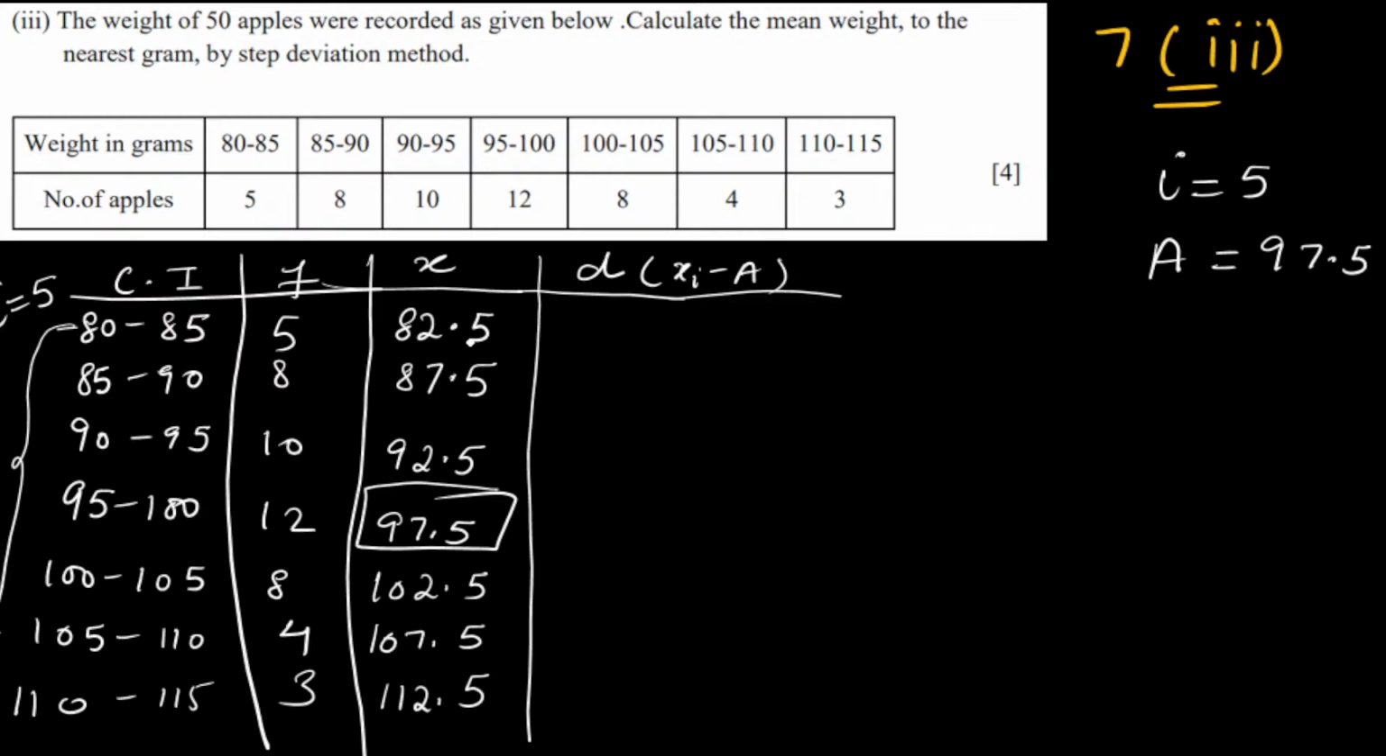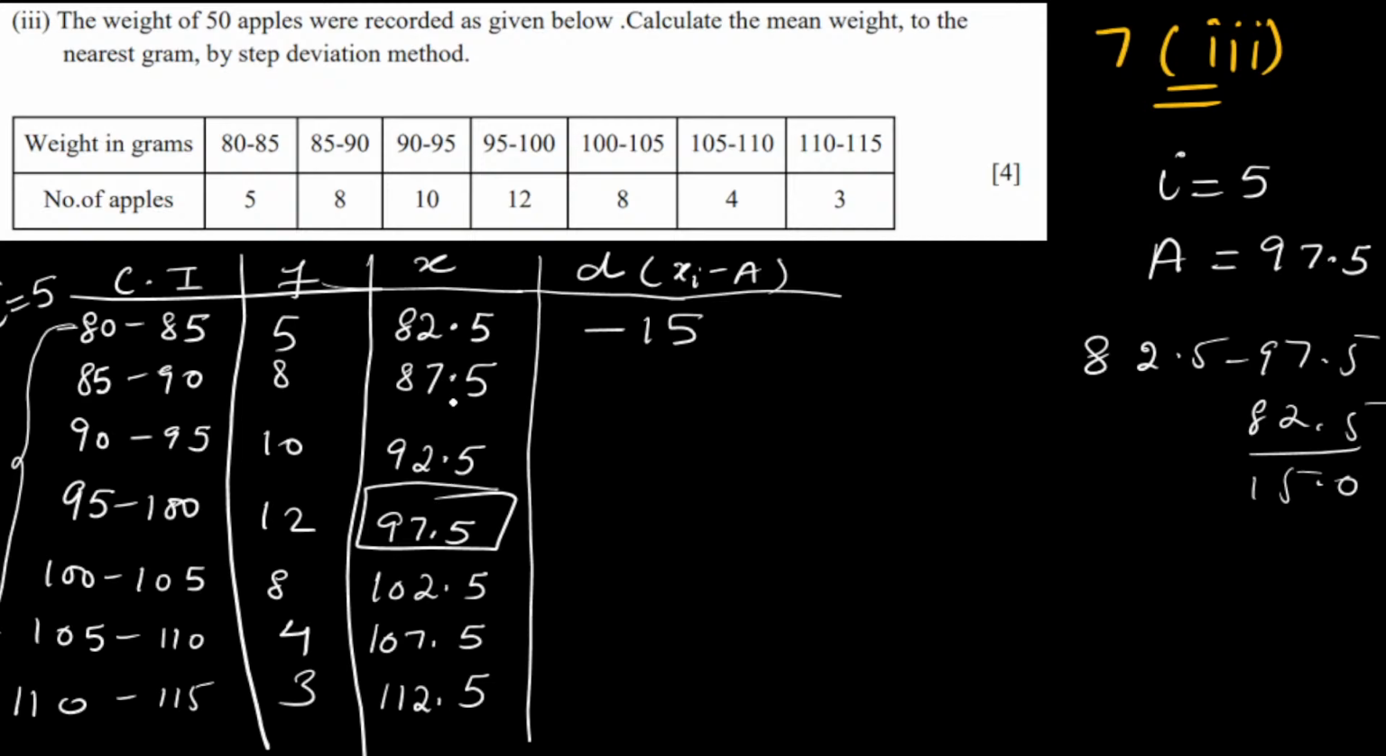So x means 82.5 minus 97.5. What will we get? Just tell me the difference. Is it 15? Yes, minus 15. First one is minus 15.